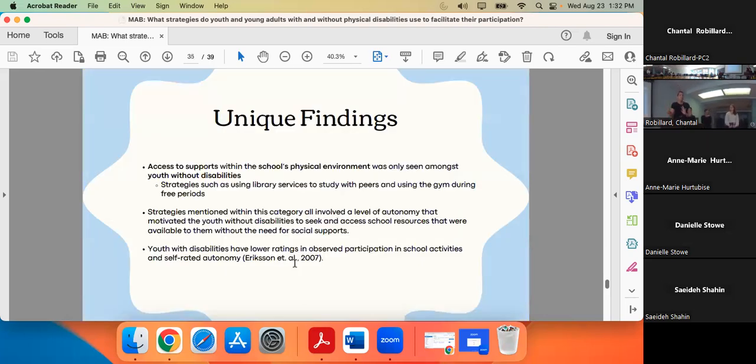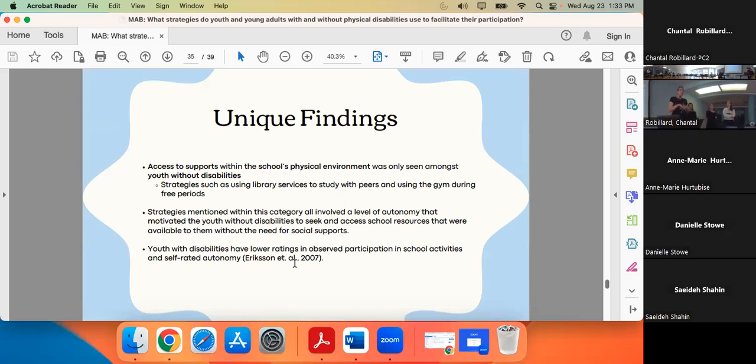In terms of the unique findings that came from this, access to supports within the school's physical environment was actually only seen within youth without disabilities. So strategies such as using library services to study with peers, using the gym during free time were only seen for youth without disabilities. Strategies mentioned within this category, it's important to note, all involved a level of autonomy that motivated the youth without disabilities to seek and access school resources that were available to them without the need for social supports.